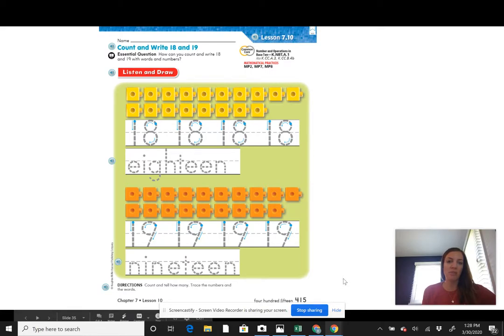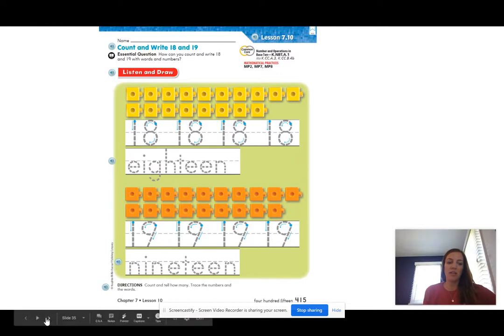This is page 415. You're going to count the yellow cubes, cross them out as you count them, and practice writing the number. Okay? In kindergarten, we don't need to know how to write the word 18 or 19. We can't sound them out, but this is good practice. Just making sure you're doing nice and neat handwriting when you're tracing. So we're counting, writing, counting, writing.